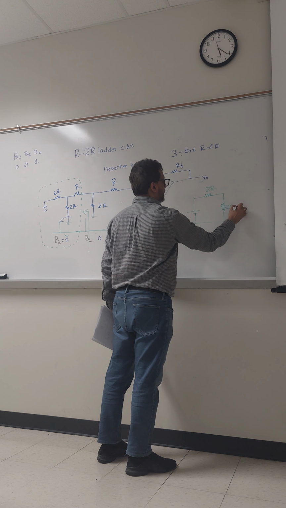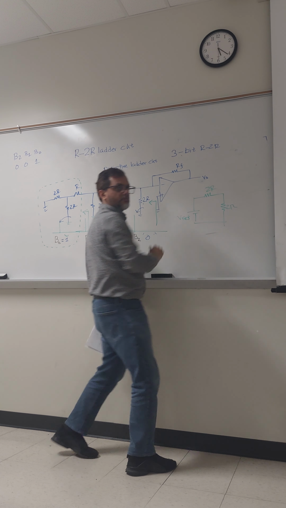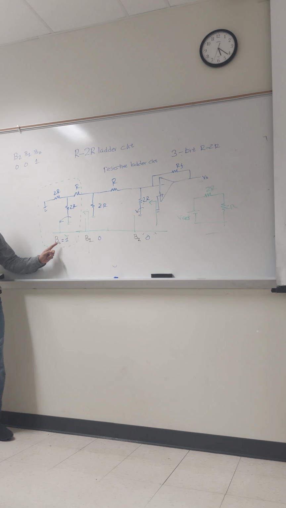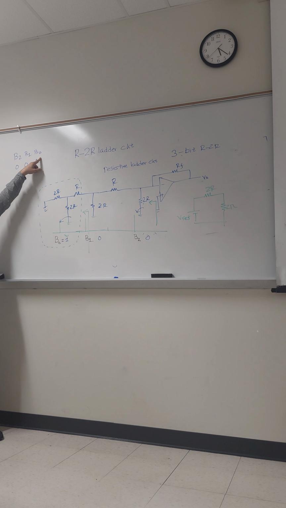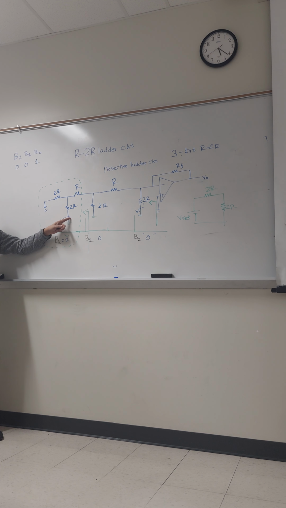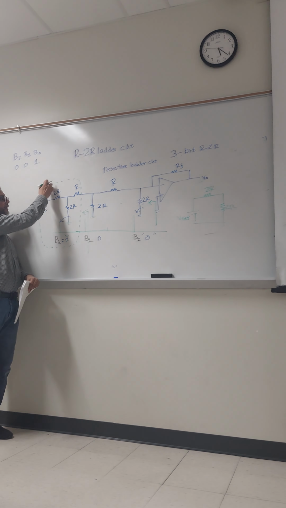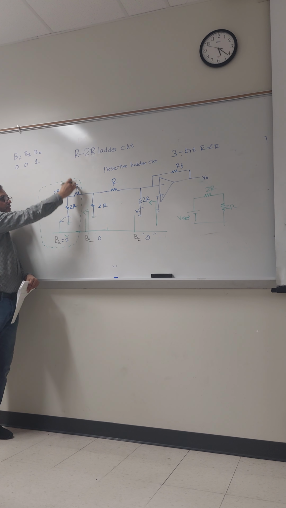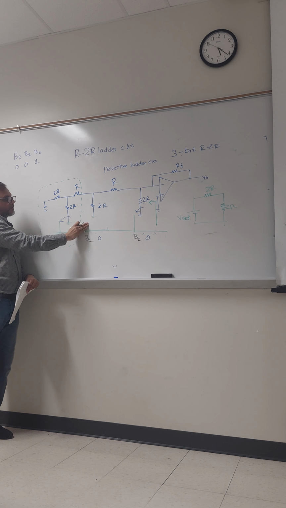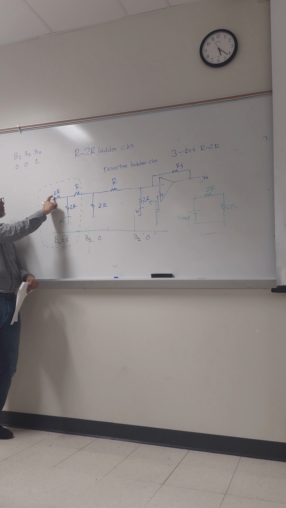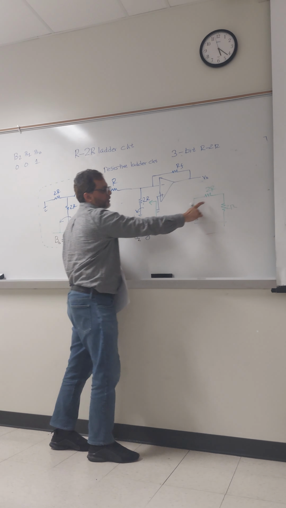Twice R, V reference, right? The others are connected to ground because this is 0, 0, and my B0 equals 1. The LSB equals 1, so this switch will connect to the reference voltage. This is connected to the ground, this is connected to the ground. Now I am focusing only on this portion. You can see the dotted line. The dotted line is connected from what? V reference, twice R, twice R.